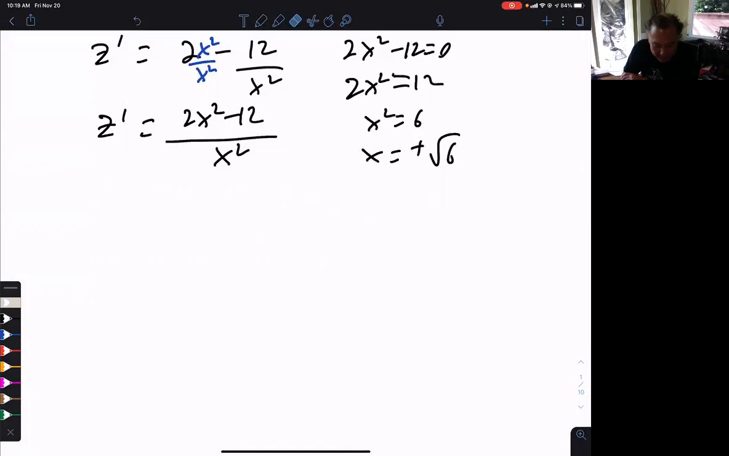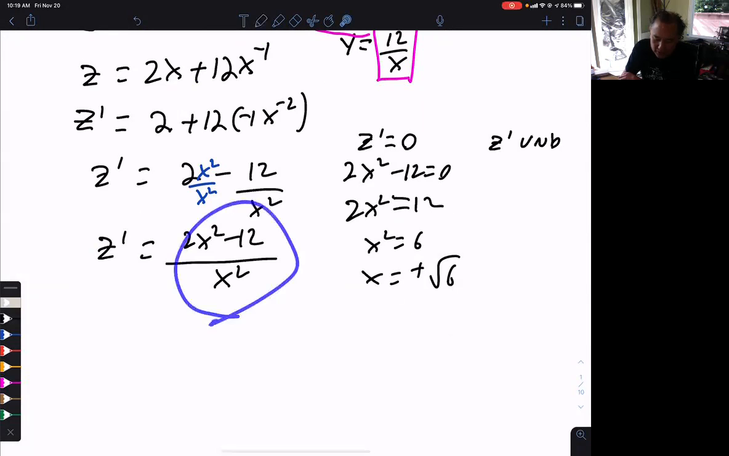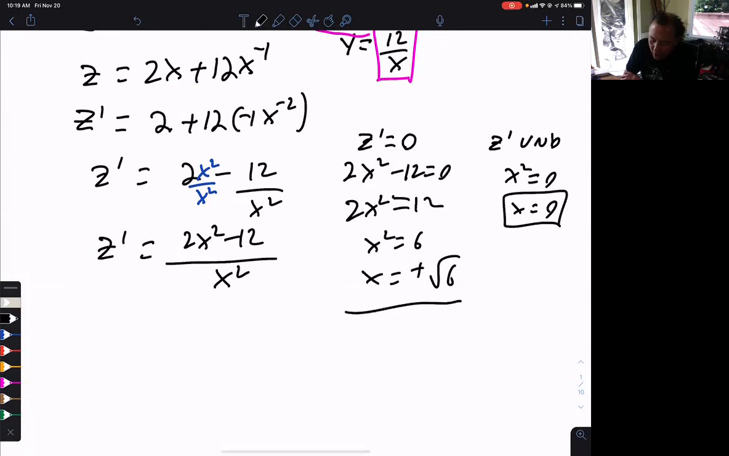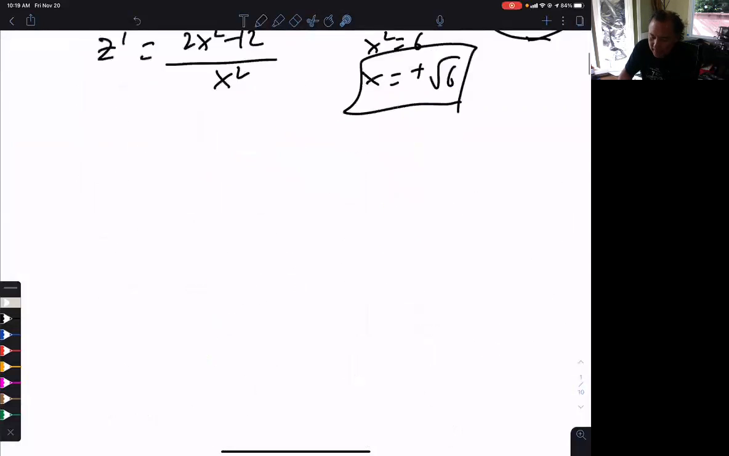Oh, I'm a liar, liar, pants on fire. When z prime is undefined, it's a critical point. When is a fraction undefined? When the bottom is 0. When x squared is 0 or x is 0. Are those two critical points? And the answer is no. Remember, critical points cannot be endpoints. 0 is an endpoint. How do I know 0 is an endpoint? Because x and y are positive. In other words, x is greater than 0. 0 is an endpoint, therefore not a critical point.